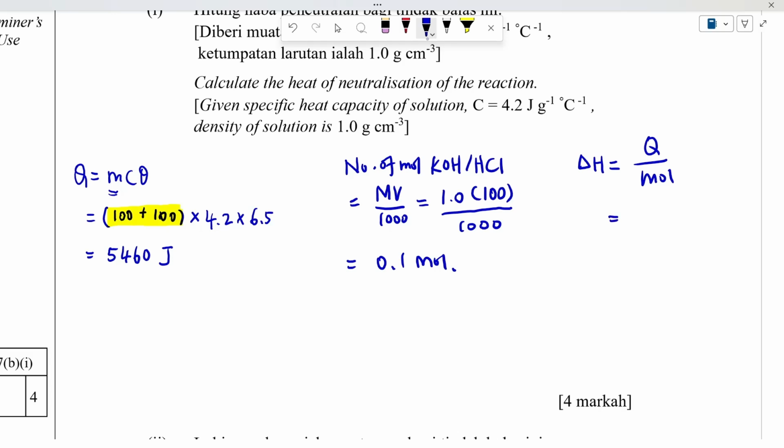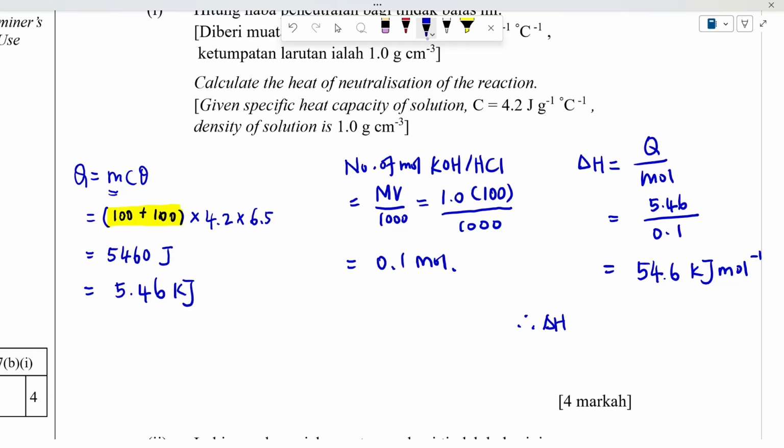Then Q is here. We can change to kilojoule first, divide by 1000, right? For 5.46 kilojoule. Actually you can remain in joule also, it is not wrong. Then 5.46 divided by mole, 0.1. So you get 54.6 kilojoule per mole. Then the delta H equals negative 54.6 kilojoule per mole because it is exothermic.